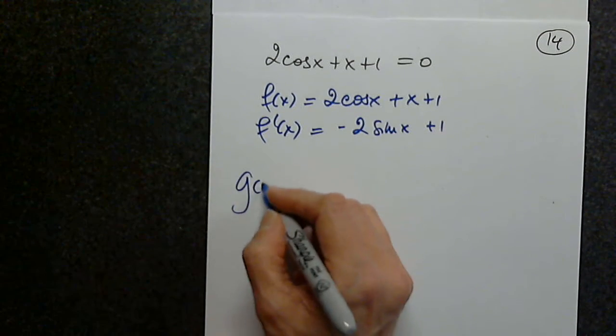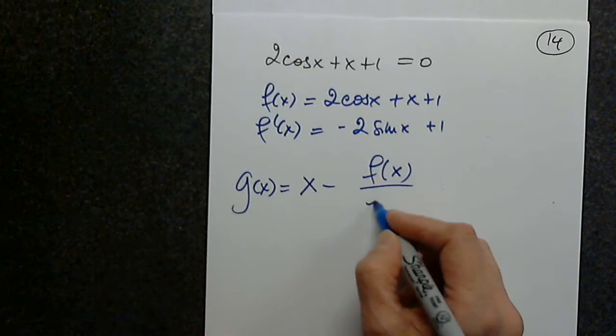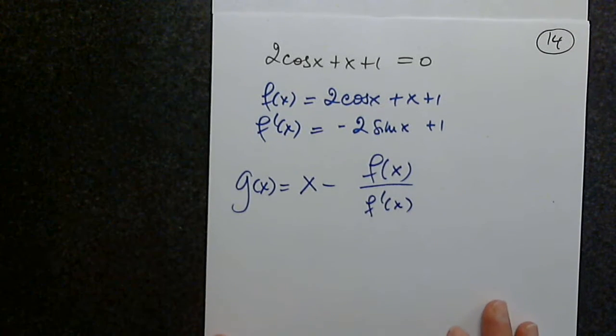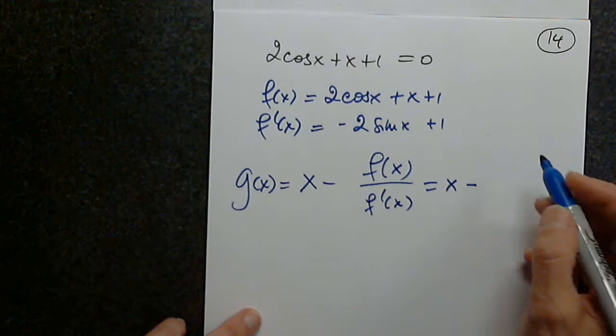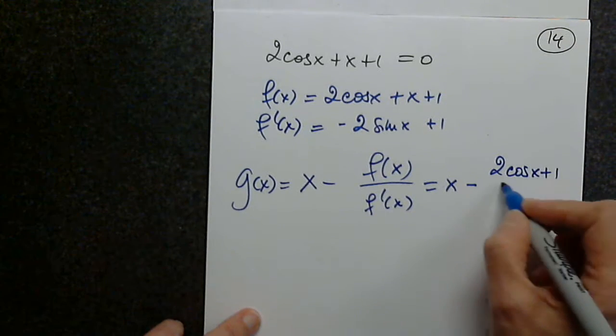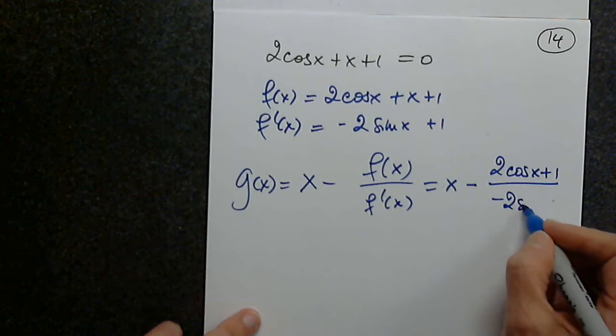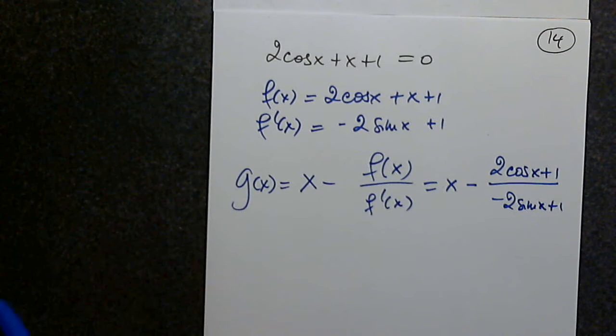And remember, g of x is x minus f of x over f prime of x. And all I have to do is just plug them in. So it's x minus 2 cosine x plus 1 over -2 sine x plus 1. And this is the function that will give us all the iterations.